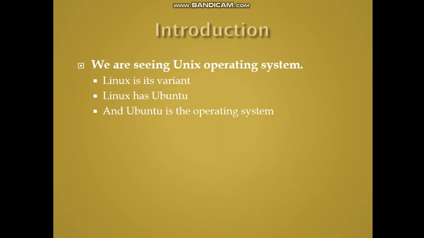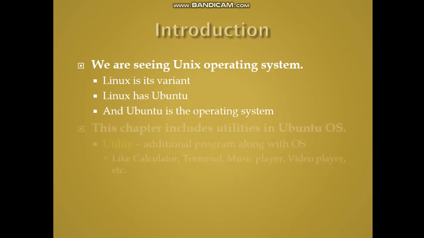We are seeing the Unix operating system. Linux is its variant. Linux has Ubuntu, and Ubuntu is the operating system. What is going on? Very simple. In the 1970s, the Unix operating system was developed. Students, it is completely free. And if you know how to operate it and how to modify it, you have the code, you can make your own, sell it, and you can also redistribute it. In the same way, Linux came from Unix, and Ubuntu is one of the versions of the Linux variant.